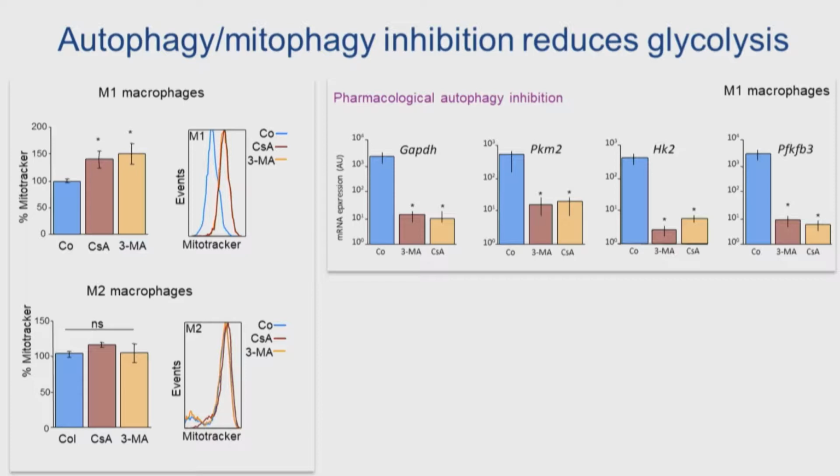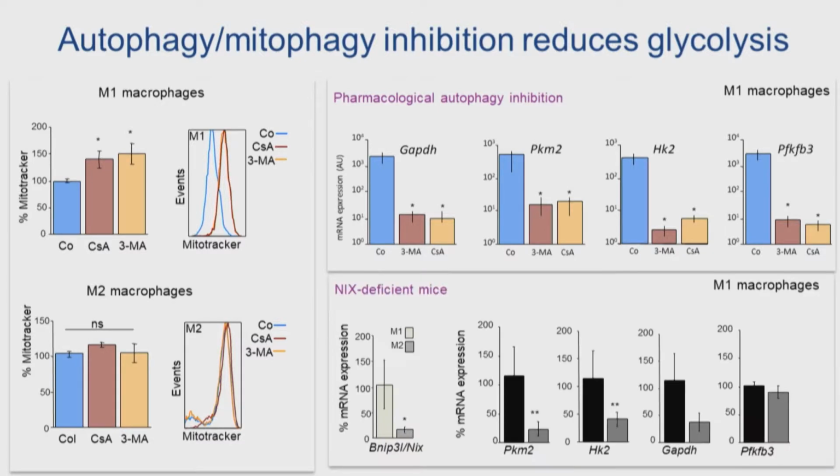So you can see that 3-MA and cyclosporin A block the expression of many glycolytic enzymes, and this was also the case using macrophages isolated from the NIX deficient animals. This is the expression of NIX in the M1 macrophages. So these macrophages that carry out mitophagy have a lot of NIX. M2 macrophages have reduced levels of NIX, and the macrophages that do not have NIX have reduced expression of the glycolytic enzymes, suggesting again that M1 macrophages need mitophagy to have this glycolytic profile.